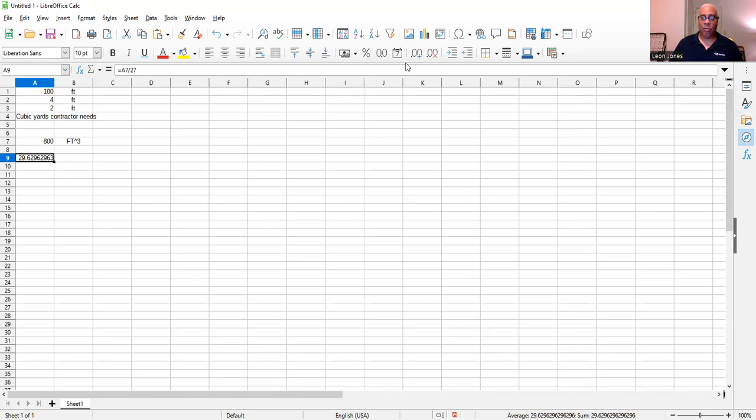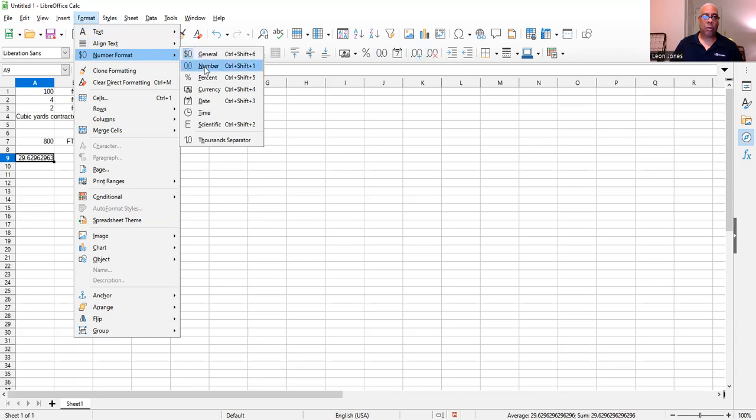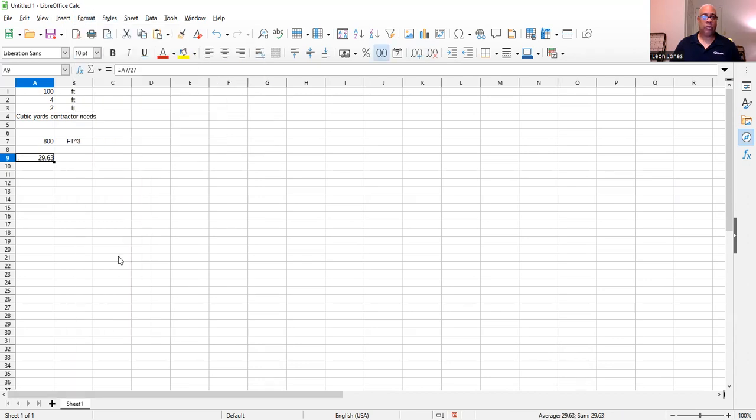Now, if you're using an Excel spreadsheet, what I like to do is format my decimal places. I'm using a different branch of Excel, and I want to take away a decimal place. So I'm going to go ahead and format, number format. You format it, and then you put your units in.